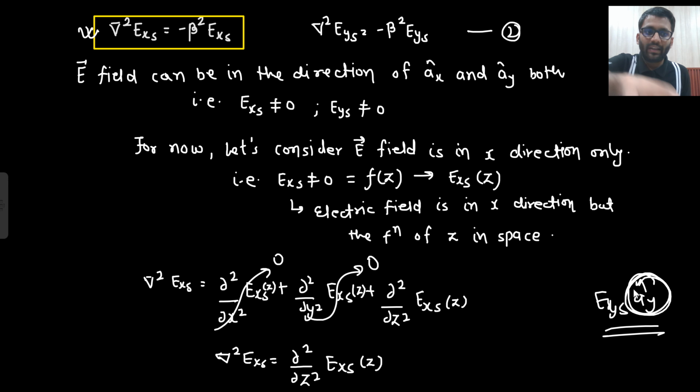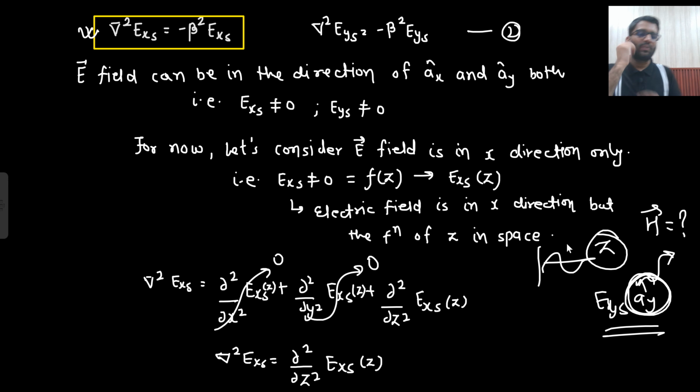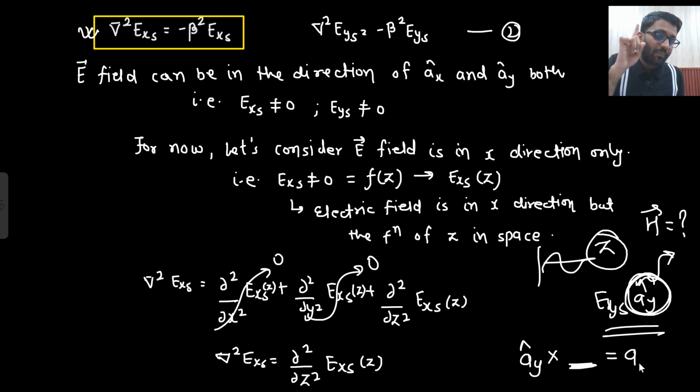So if I assume my electric field is in the y component, in a_y cap, then where will be my H field, considering that my wave is propagating in the positive z direction only? Did you understand my question? My electric field is in the y direction. In which direction will I have my magnetic field, considering that my propagation direction is a_z cap only? Is that clear to you?